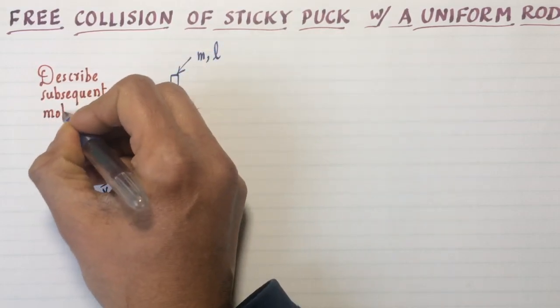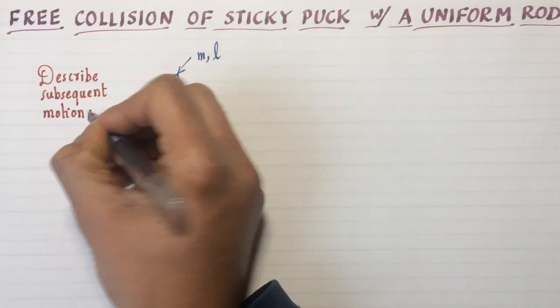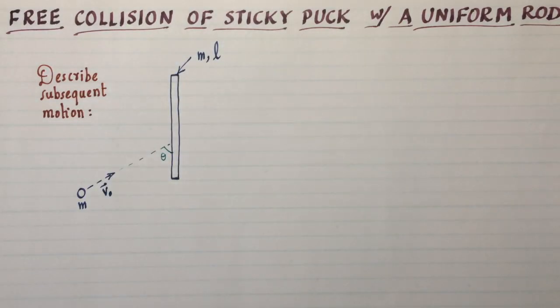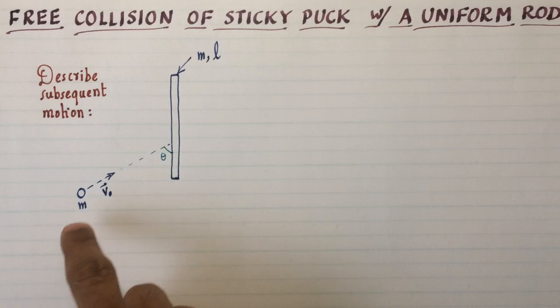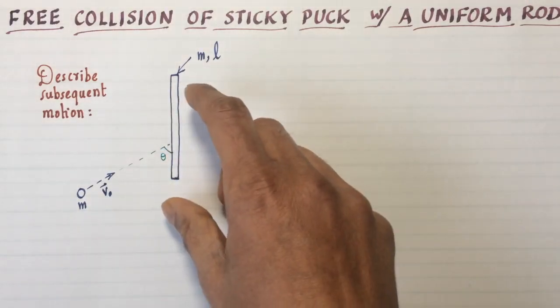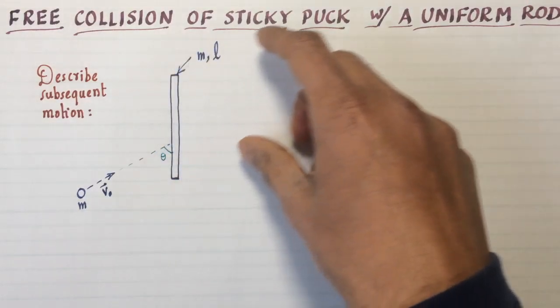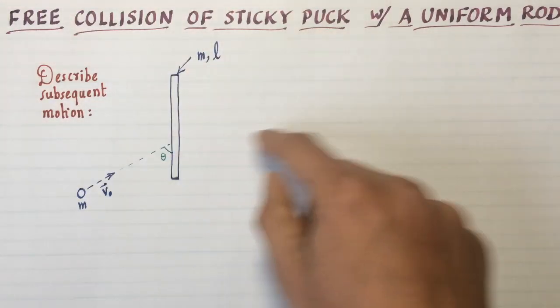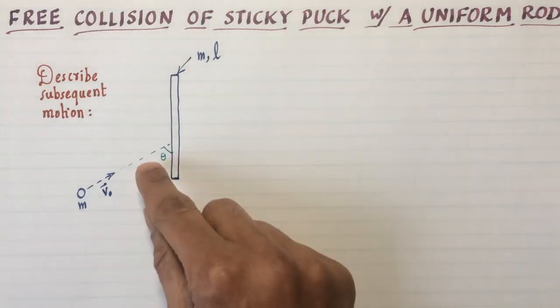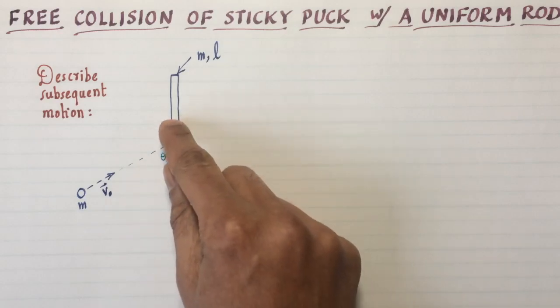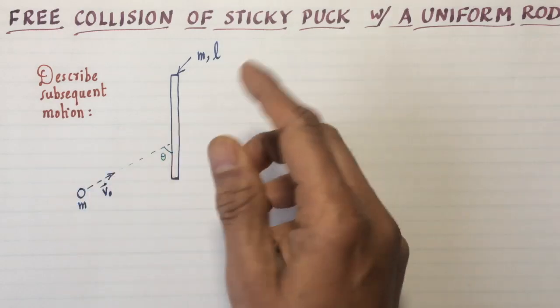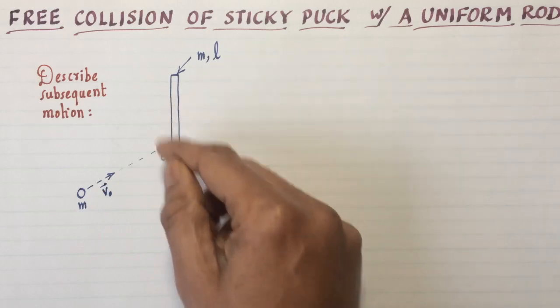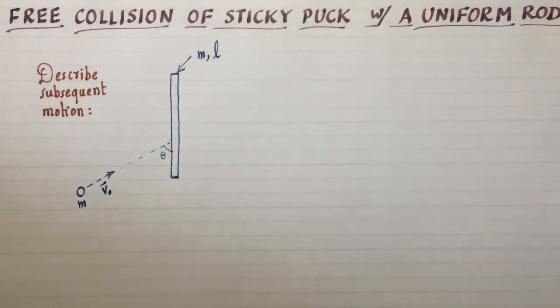So here's the problem. And when I say describe subsequent motion, I mean more than just qualitative. Well, let's see what happens qualitatively. It sticks to that, and then presumably the whole thing will move as a unit in some direction. And it'll also be rotating like that because it's not hitting it exactly in the middle. If it hits in the middle, it will not rotate, but if it hits away from the center of the rod, it's also going to start rotating.